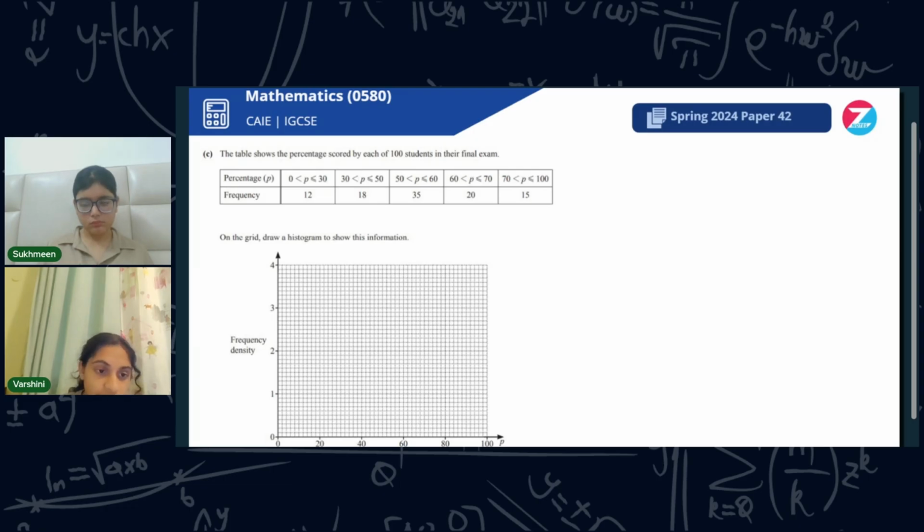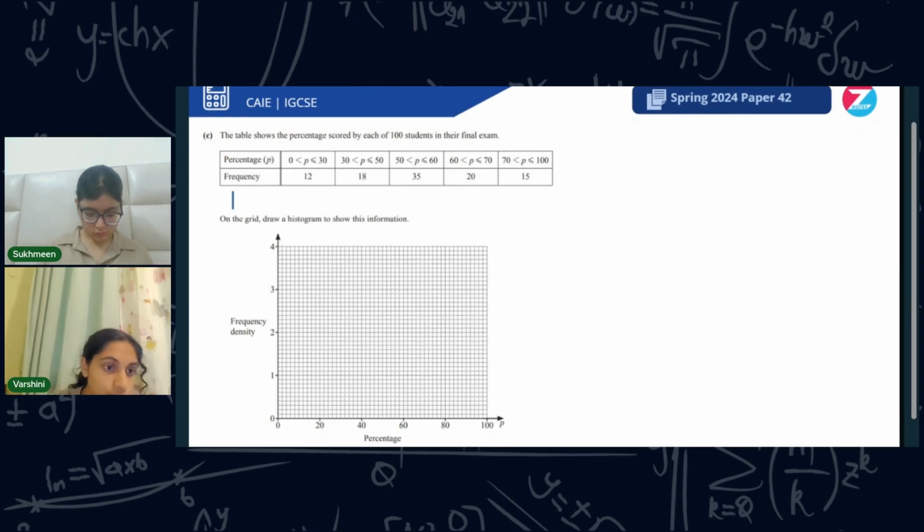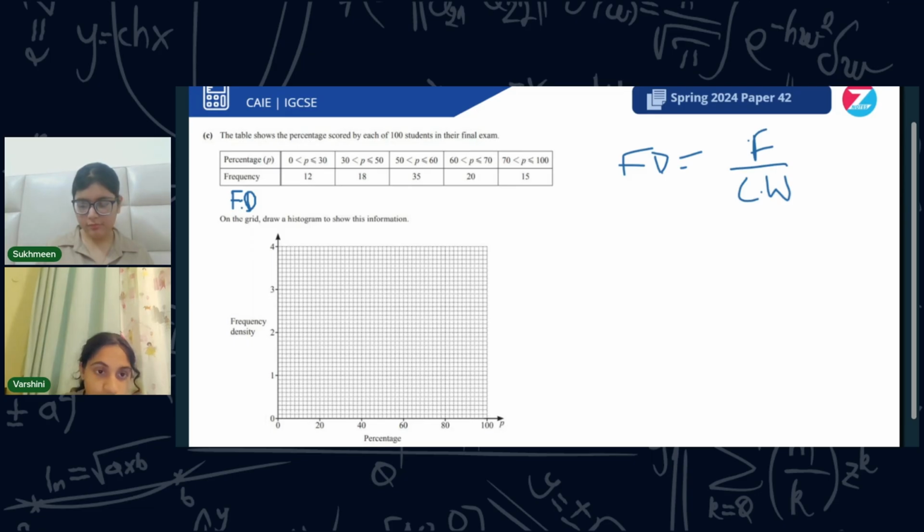So to draw the histogram, as indicated by this, we know we need the frequency density. So I'm just going to make a third row over here, frequency density. And now we're going to calculate all the frequency densities. So we know that the frequency density equals frequency divided by class width. And the class width is this value, 30 minus 0, 50 minus 30, and so on. So over here, let me just make columns.